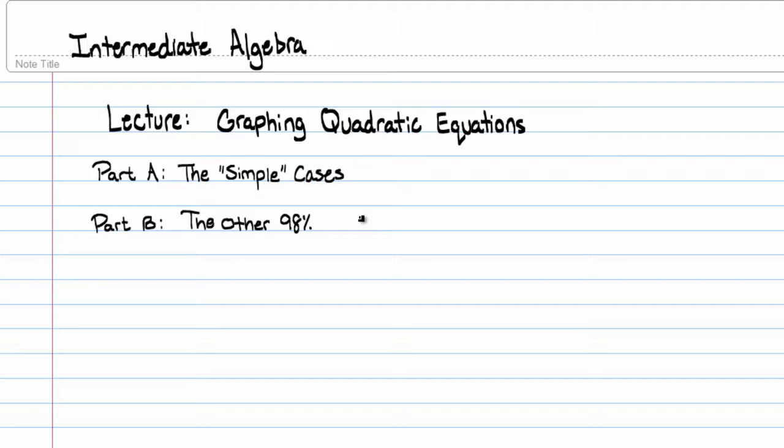We're going to break this into two parts, a part A and a part B. Part A will be all the simple cases. I call them the simple cases because they're really kind of the easiest ones to graph. And then part B will be the other 98% of the cases that we run into in mathematics. So really the simple cases are going to be quadratic equations that are very quick to graph, but they're not very common. And part B is really the one that's important.